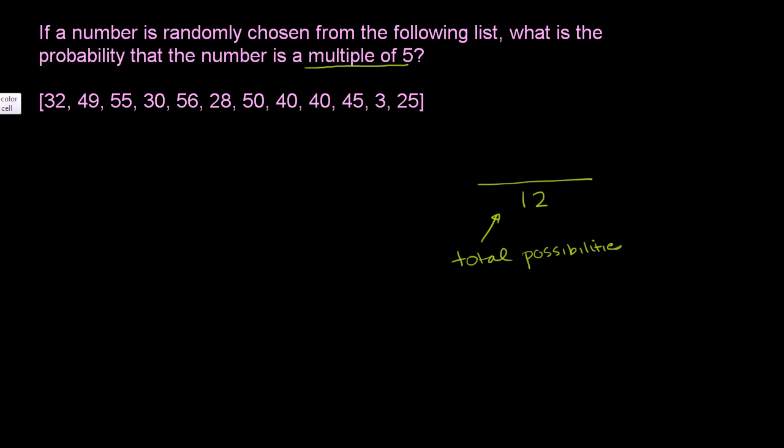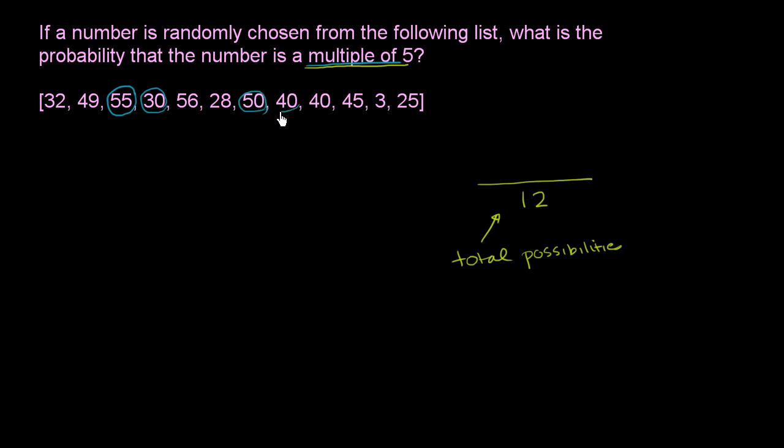So let me do this in a different color. So let me pick out the multiples of 5. 32 is not a multiple of 5. 49 is not a multiple of 5. 55 is a multiple of 5. Really, we're just looking for the numbers that, in the ones place, either have a 5 or a 0. 55 is a multiple of 5. 30 is a multiple of 5. That's 6 times 5. 55 is 11 times 5. Not 56, not 28. This is clearly 5 times 10.